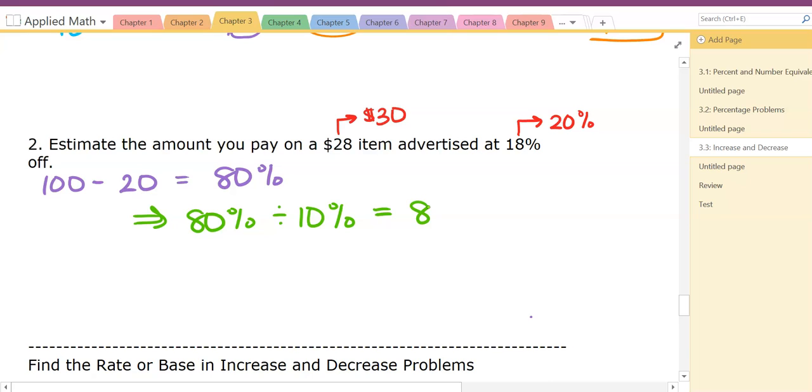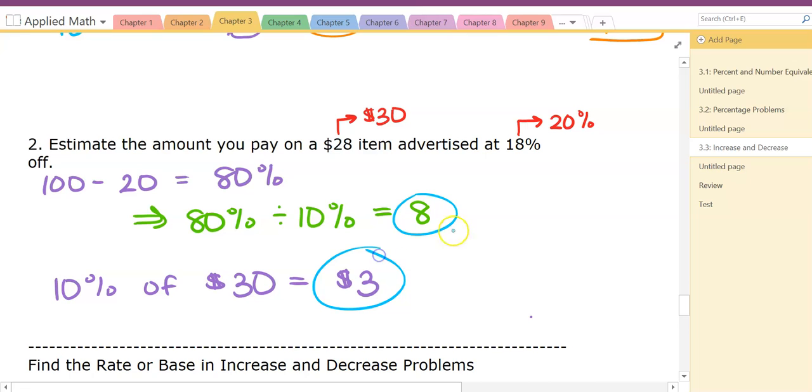Okay? Now we do 10% of our estimated price. So what's 10% of $30? $3. So we take 8 times 3. So how much am I expecting to pay for this? What's 8 times 3?